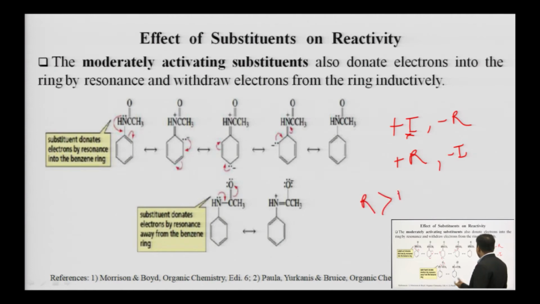Then if hyperconjugation is present, then hyperconjugation, then inductive effects.